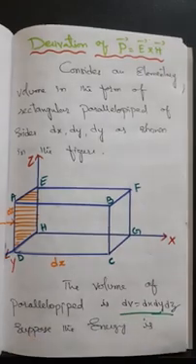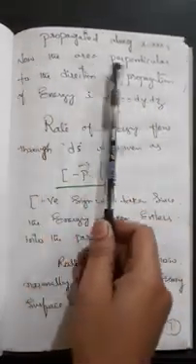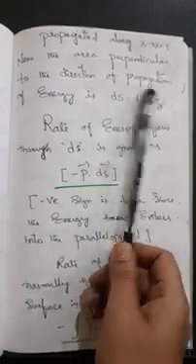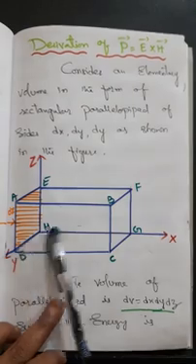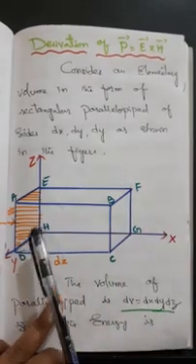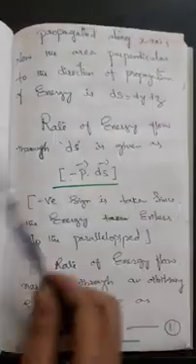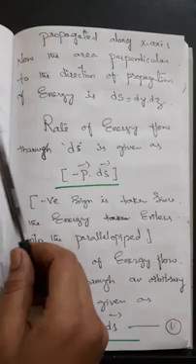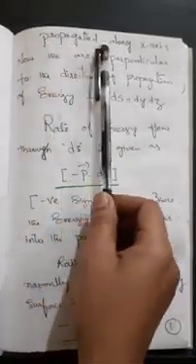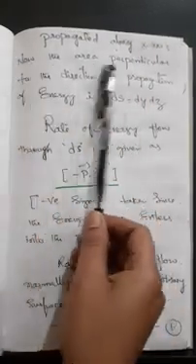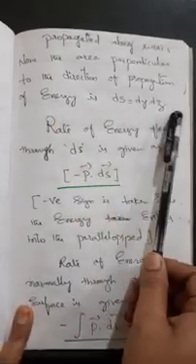Suppose the energy is propagated along the x-axis. Now the area is perpendicular to the direction of propagation of energy. If the energy propagates along the x-axis, then the area will be perpendicular to it, that is dy and dz. So the area is equal to dy dz.